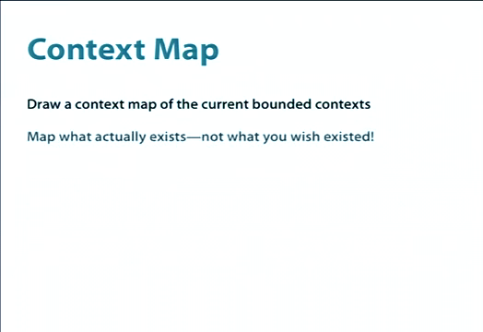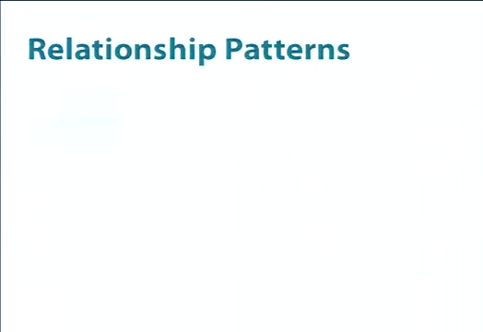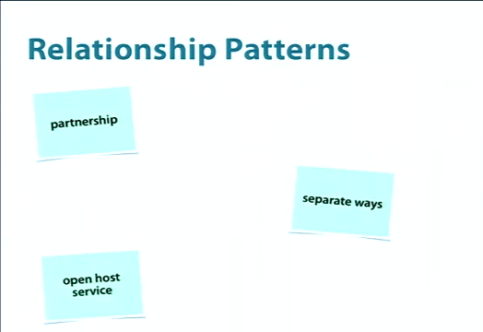So what's important here is assuming you're working with pre-existing software, you want to map what actually exists. There's an ideal of what you're trying to go for, of how you want these bounded contexts to interact and how you want them to look. But the idea here is to map what actually exists, not what you want to exist. And you also want to identify relationships between these contexts. There are some relationship patterns I'll take a look at here real quick that can help you understand the relationships between bounded contexts.